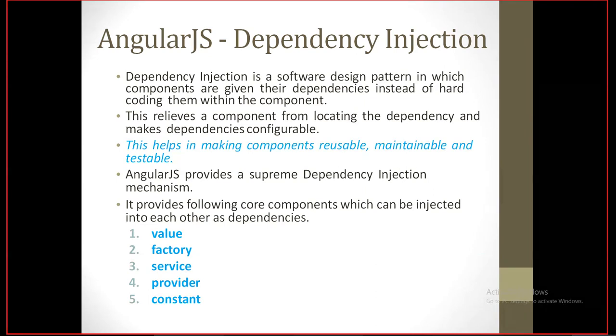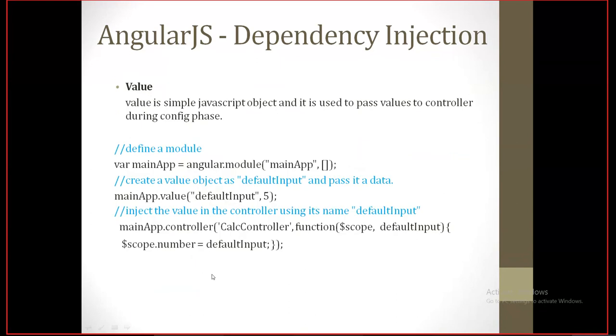If we want any component to be reusable, then we will have to create that component as a part of any of these five core components. So first of the five components is the value component. Now, if you want to inject any value as a dependency into the module, then how to do it? So value is a function basically, which we use with AngularJS.